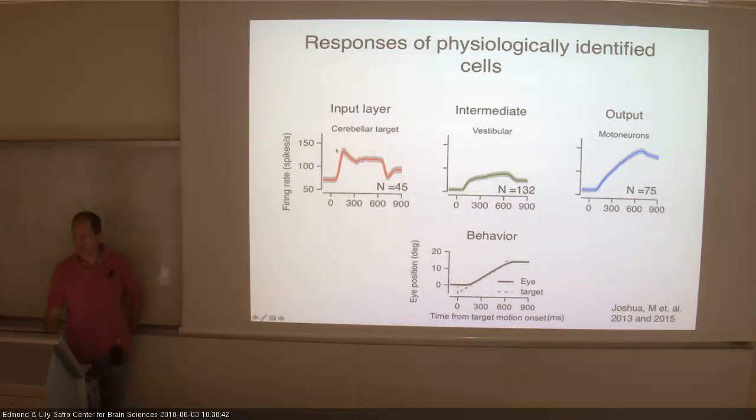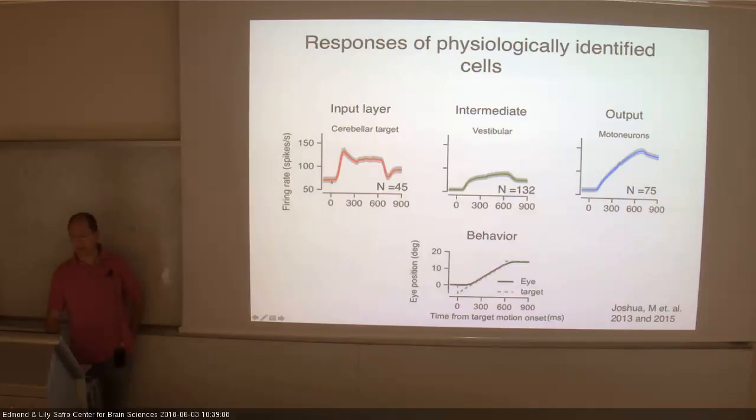But this is important. We recorded 3 different populations in the brainstem. These are closest to the input. That's why I call them input layer. We had some way to identify them. These are cells that are not close to the input. They are further away. They're not connected to the input. That's why I call them intermediate. And this is the output of the system. These are the motor neurons. Okay? And these are the kind of patterns of activity that we found.